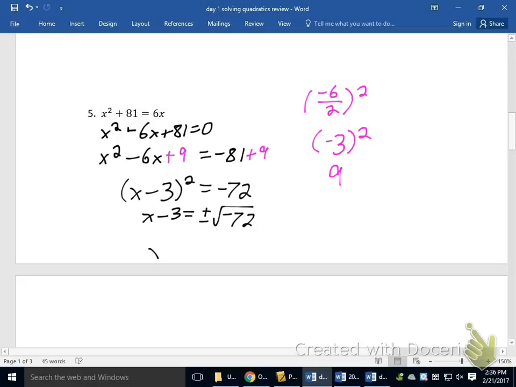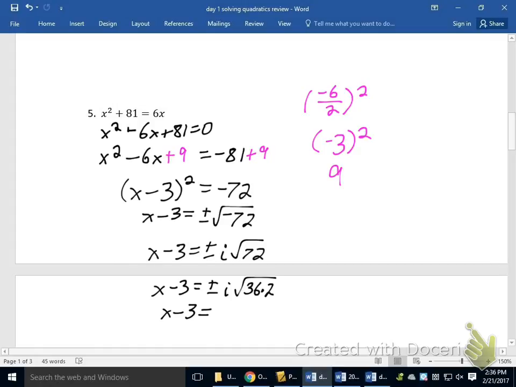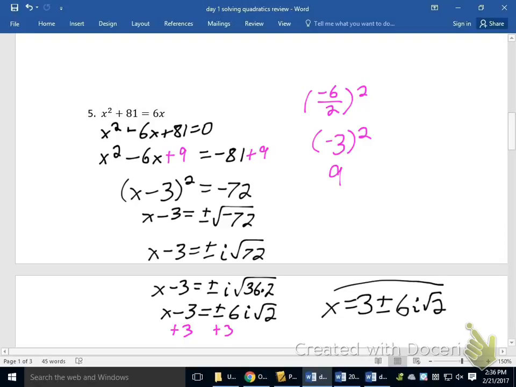I know this is going to be imaginary, so I'm going to go ahead and pull out the i, and with 72, I know 36 goes into it twice, 36 being a perfect square. So 36 times 2, the square root of 36 being 6, so plus or minus 6i root 2. Now all I got to do is just add the 3 to both sides. So I'll have x equal to 3 plus or minus 6i root 2. And there's my answers. 2 imaginary roots.